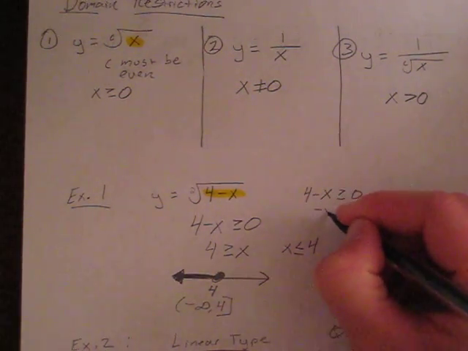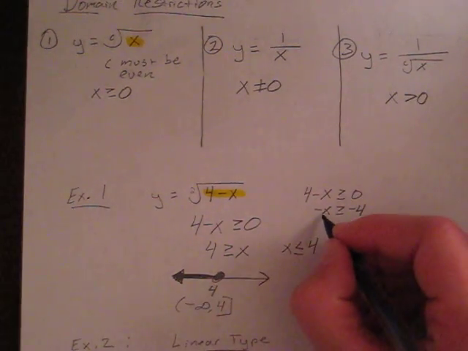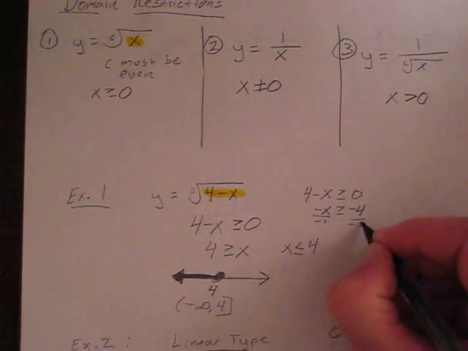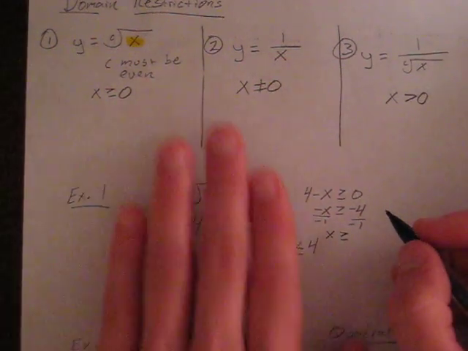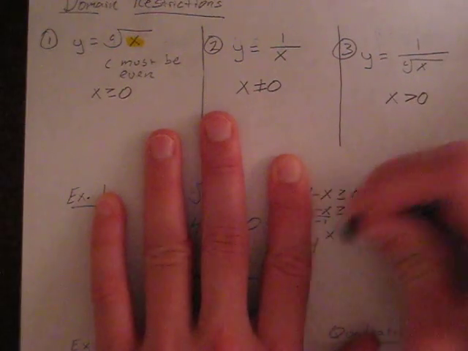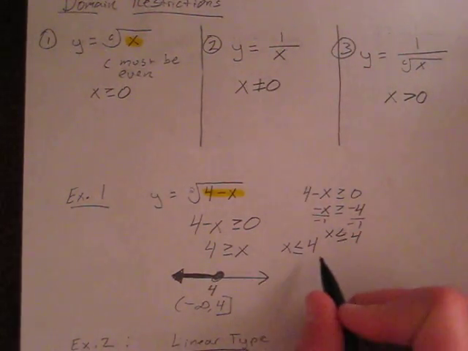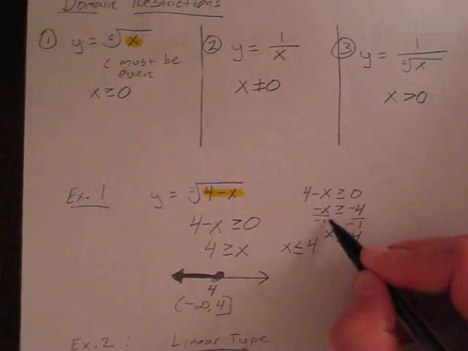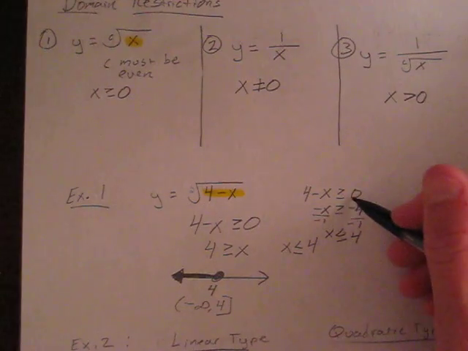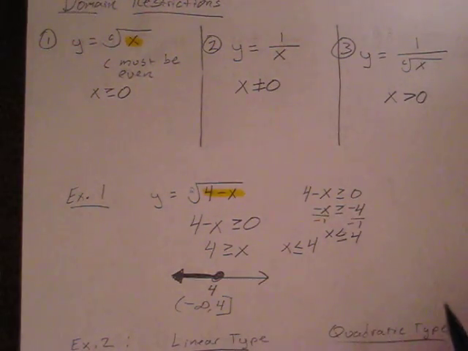Some of you would have solved this inequality, 4 minus x is greater than or equal to 0, as negative x is greater than or equal to negative 4, and then when we divide by negative 1, we get x is greater than or equal to, or I'm sorry, that's the part I was going to correct. We get x is less than or equal to 4, which is the same thing that we had over here. You have to remember when you divide or multiply by a negative number in a linear inequality, you reverse the direction of the inequality. So that's why that changes. Remember that when you're solving inequalities.